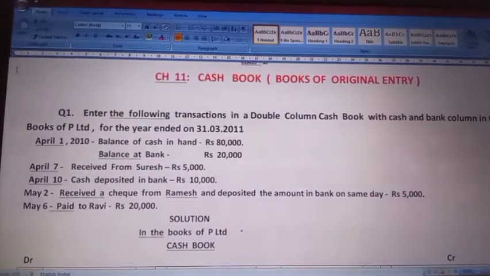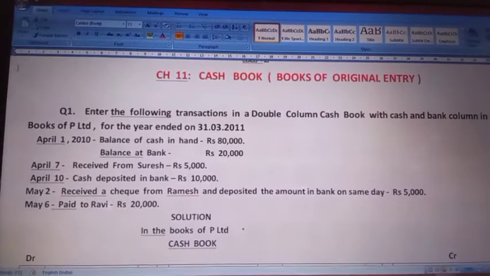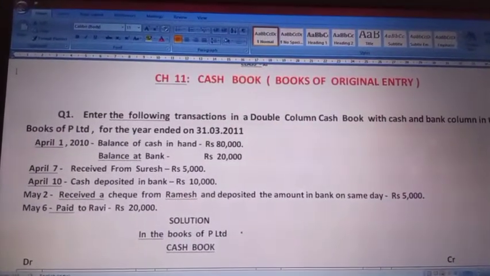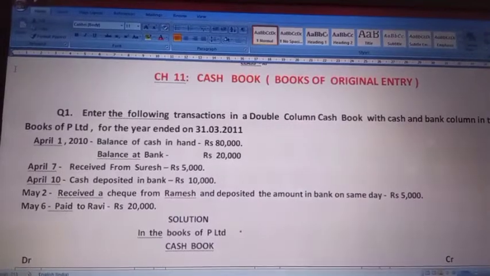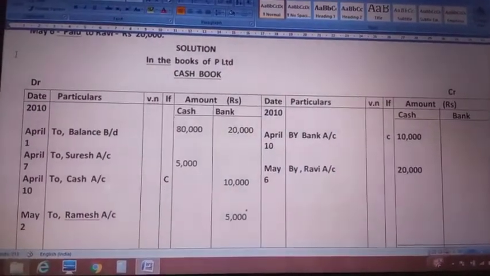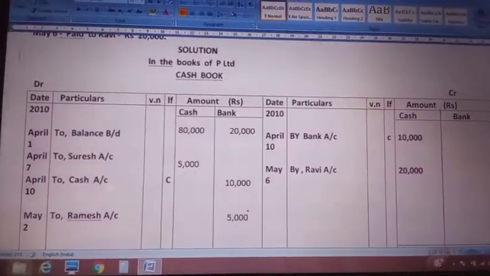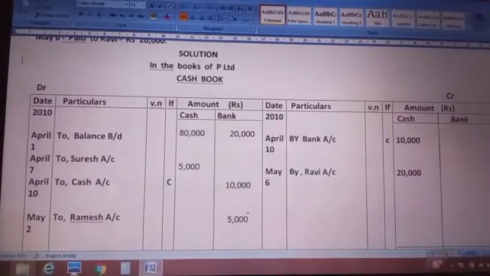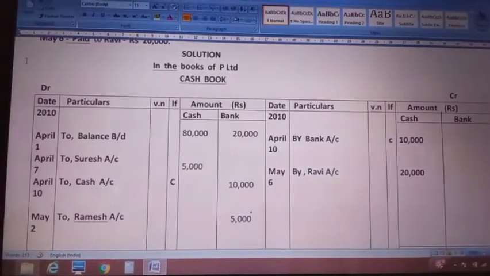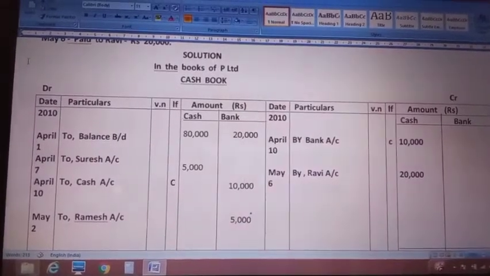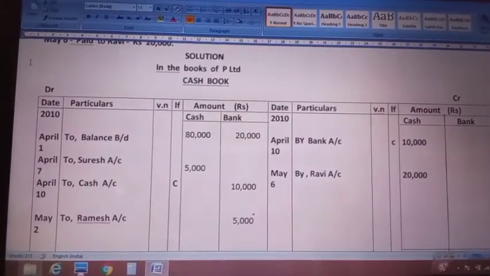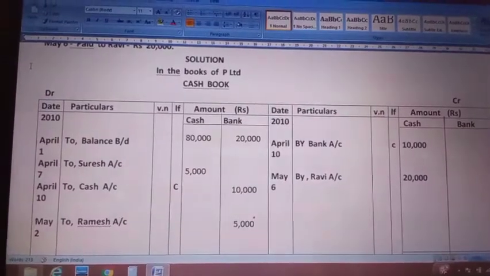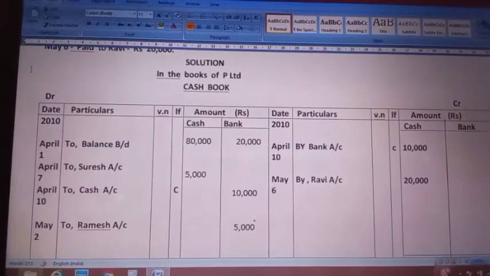So we will begin with the sum, and first of all I would like to discuss with you the format of it. So here is the format of the double column cash book. It is the same as the single column cash book, but the only difference is here we will be having two more columns, which will be cash and bank separately. Okay, so now we will move on to the sum.